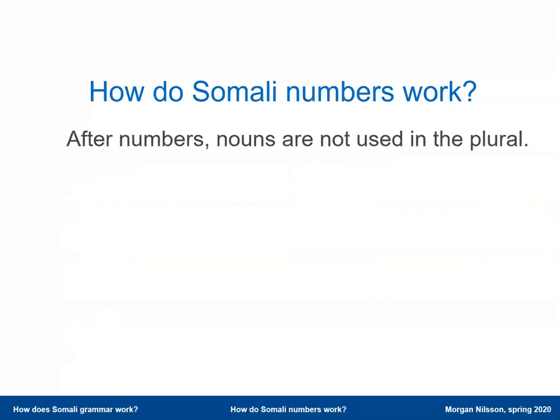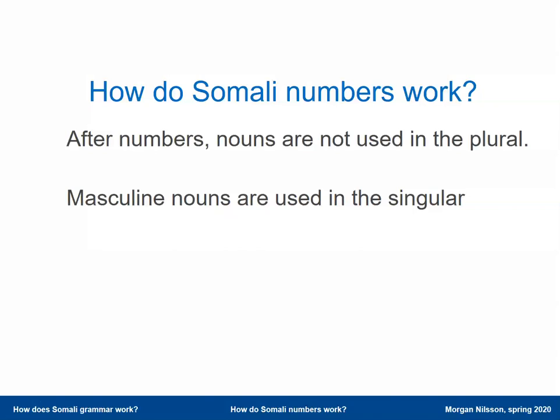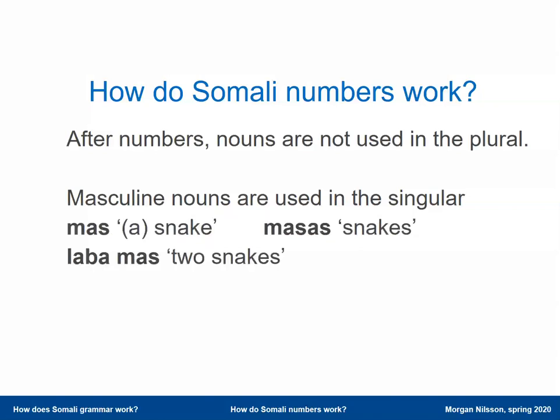Then, the major point of this presentation is that after numbers, the following nouns are not used in the plural form as in English. So in Somali, masculine nouns are used in the singular form. And if we take an example, the word mas, snake, has a plural form, snakes, that is masas. But this plural form is not used after numbers. So two snakes will be lava mas, with the singular form of the word for snake.